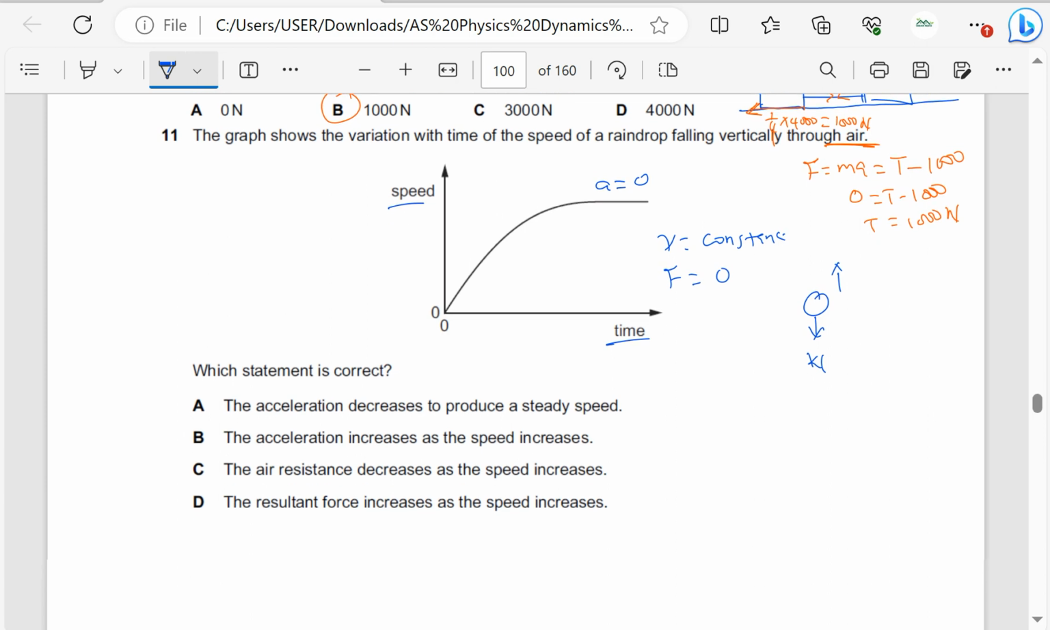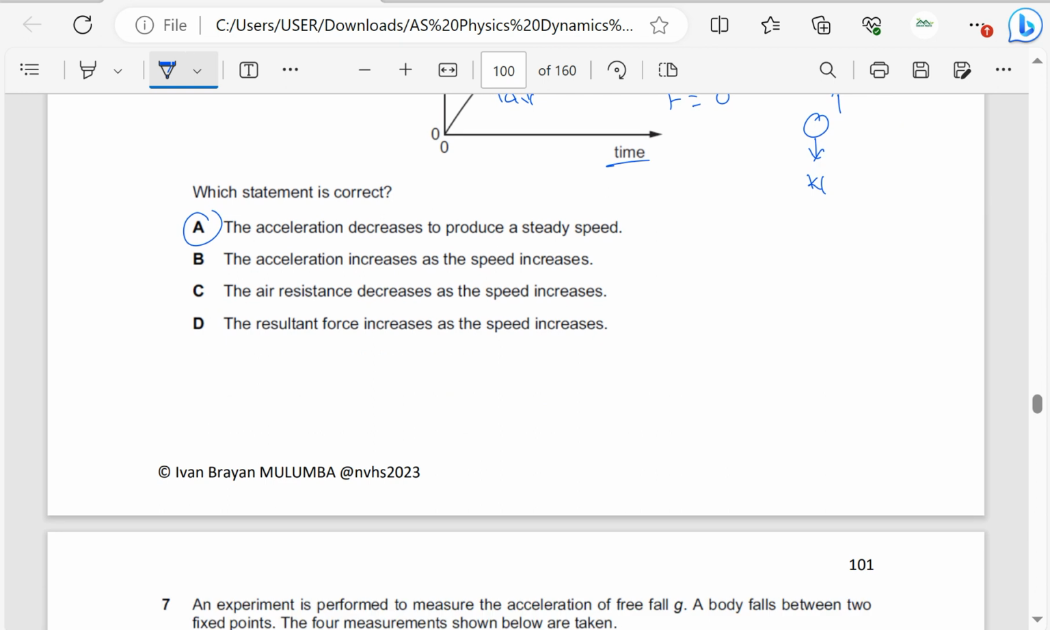Which statement is correct? The acceleration decreases to produce a steady speed. Of course, that is very true. The gradient here is showing that the acceleration is decreasing. At this point here, the acceleration is 0. So the acceleration is decreasing to produce a terminal velocity. So the answer is automatically A without wasting any time. The answer is A.